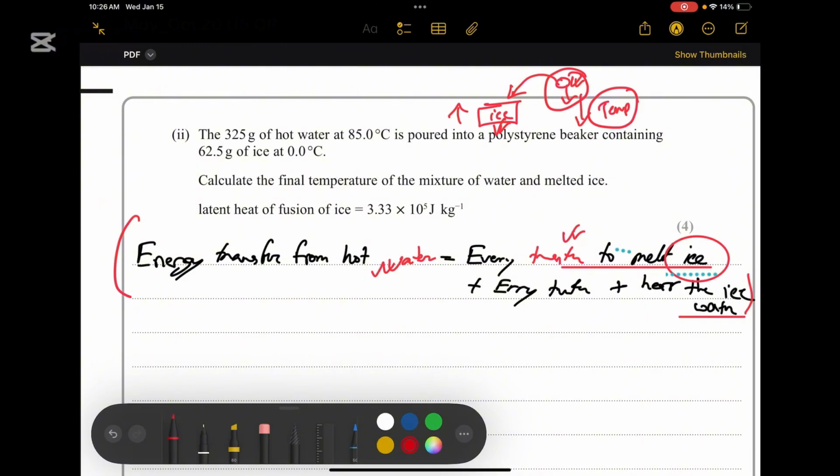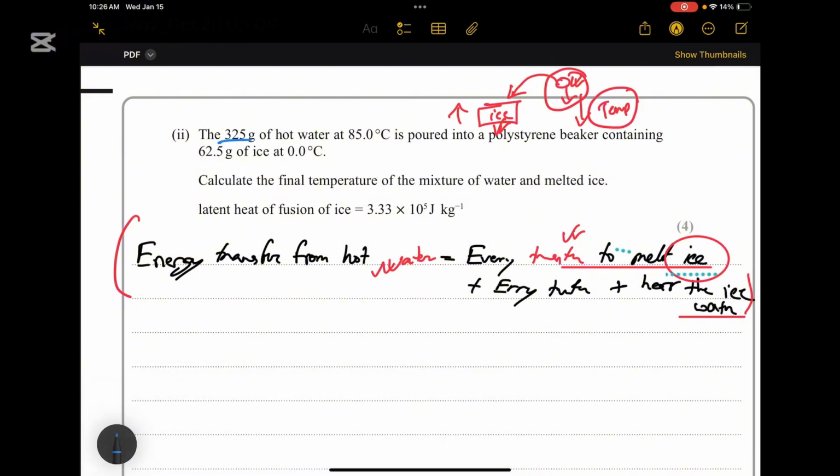Now let's read the question and solve it. They have said that 325 gram of hot water at 85 degrees Celsius is poured into a polystyrene cup containing 62.5 gram of ice at 0.0 degrees Celsius. So the temperature of this hot water will decrease because it is using its energy to heat up this cold ice. First it will melt the ice and then it will increase the temperature of the ice. They have said calculate the final temperature of the mixture of water and melted ice.